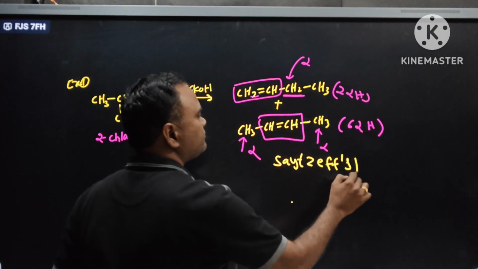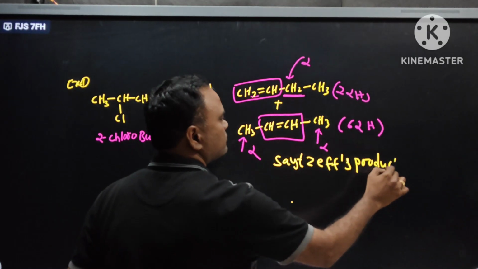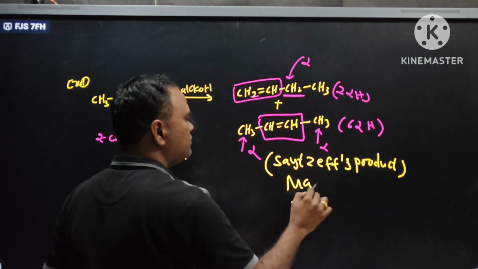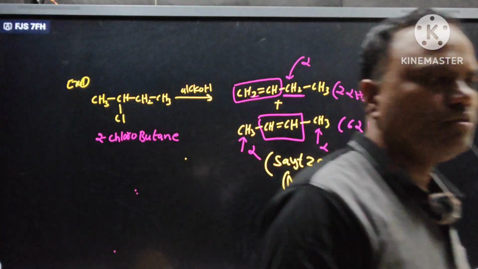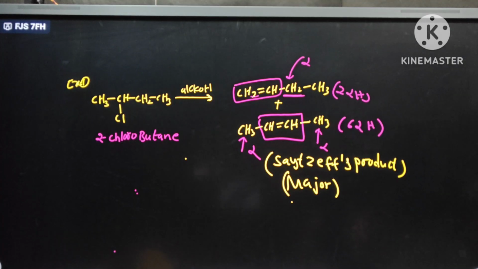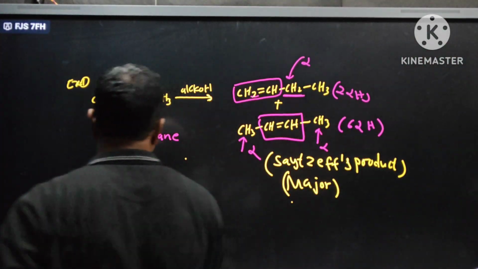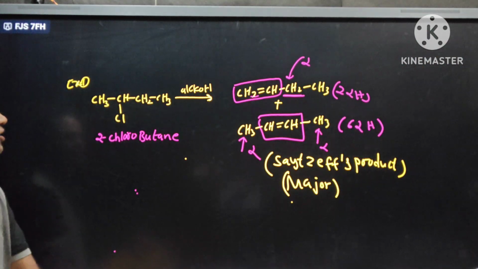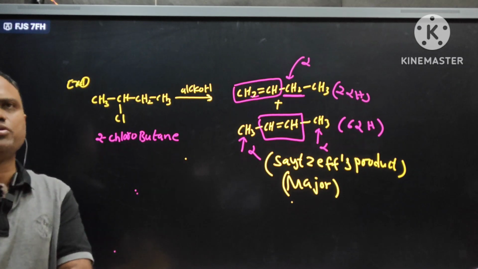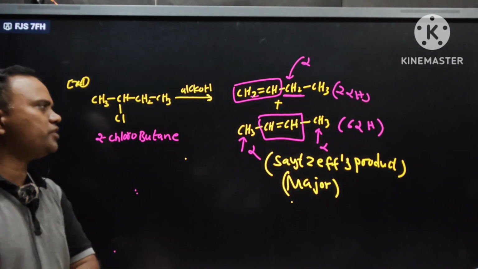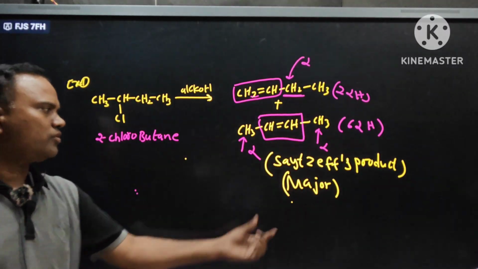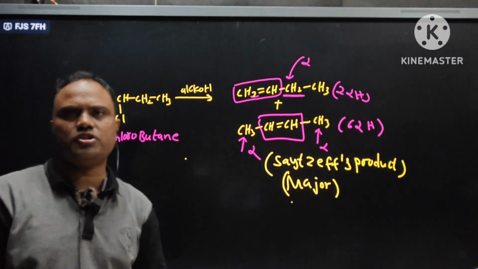Saytzeff's product. And this is the major one. In general I am saying. In general, just count the number of alpha hydrogens. Clear? So what is the major product when 2-chlorobutane is subjected to dehydrohalogenation? Alcoholic KOH causes dehydrohalogenation, which removes hydrogen and halogen. What is the major product? 2-butene is the major product.